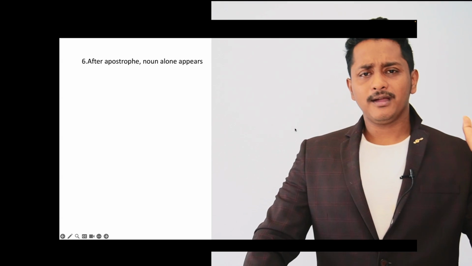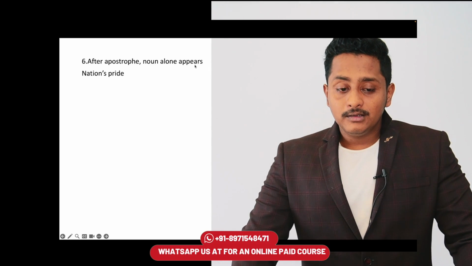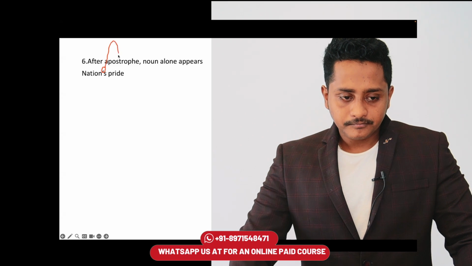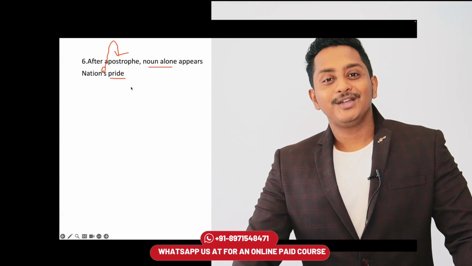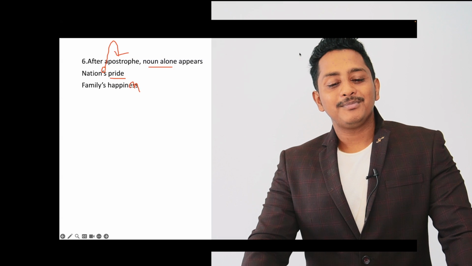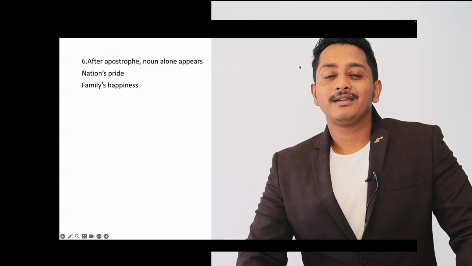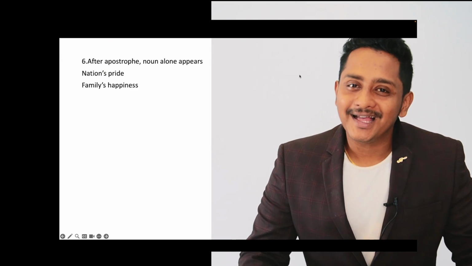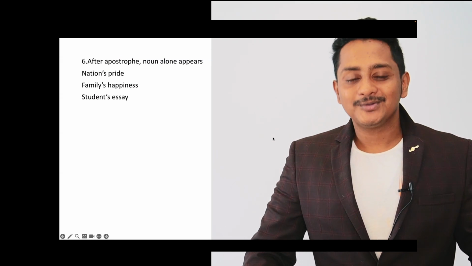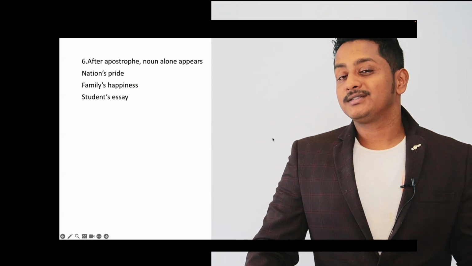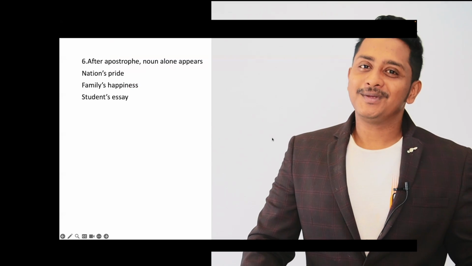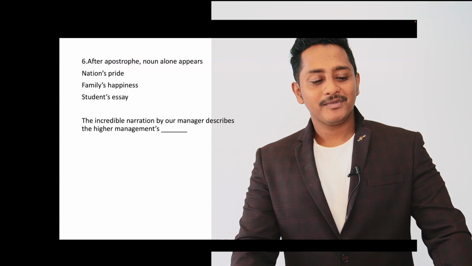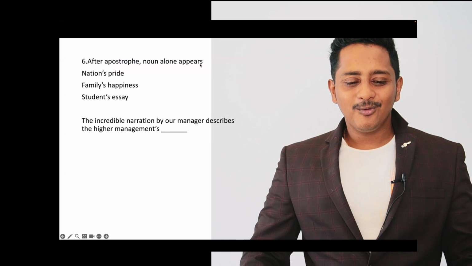After an apostrophe, a noun alone appears. This is straightforward. Nation's pride: the pride is a noun, after the apostrophe. If there is a dash after that, it should be a noun. Family is happiness, the happiness. You don't say family is happy. Happy is an adjective: he is happy, the happy boy, the happy kid. Getting it? Happiness only has to come. Student's essay: after the apostrophe the next word is going to be a noun. The incredible blah blah blah, no need to read.